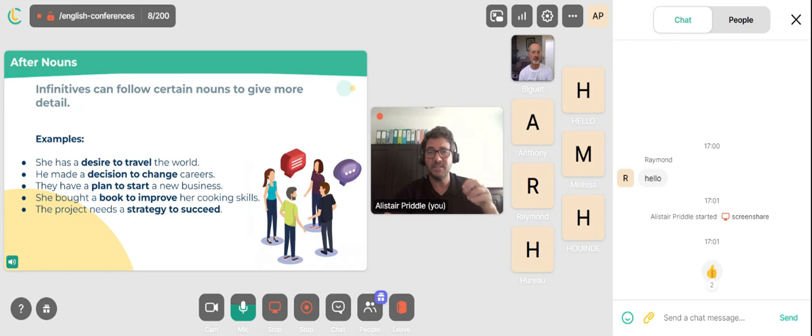So she has a desire to travel. They made a decision to change careers. They have a plan to start a new business. She bought a book to improve her cooking skills. And the project needs a strategy to succeed.